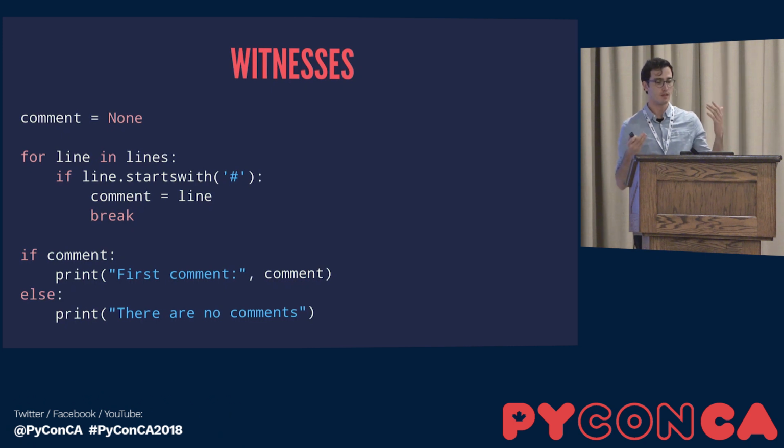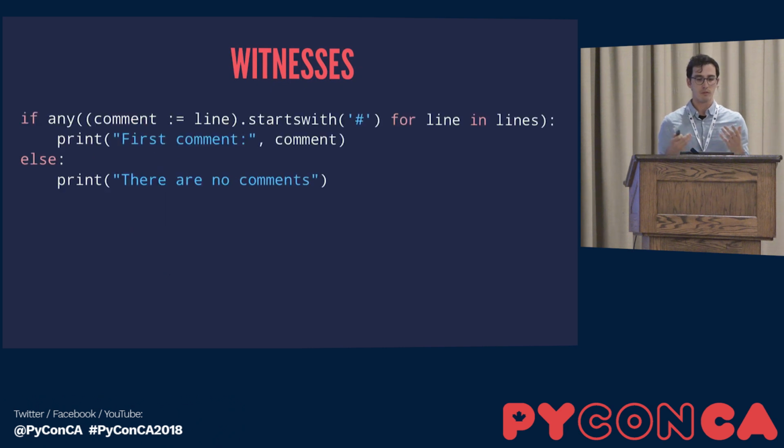If the line starts with the hash symbol, we set it to be the comment, and we break out of the for loop. And at the end, we have a conditional. It checks to see if the comment exists. If not, we print there are no comments. With the Walrus operator, we can simplify this and use the any keyword operator to iterate over all the lines and break as soon as the first comment line is found, and then reuse that variable inside the if statement.